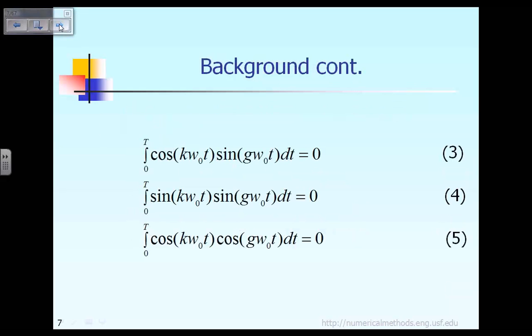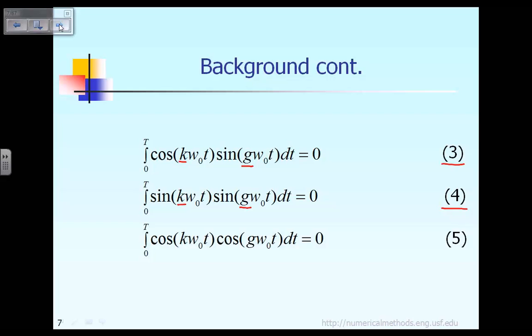In equation 3, it says the integral between 0 and the period T of the function cos k omega naught t times sin g omega naught t is equal to 0. In that equation 3, notice that the integers k and g are different in general. Similarly, equation 4 says the integral of sin k omega naught t times sin g omega naught t dt equals 0. And again, this is the case for k and g different in general.